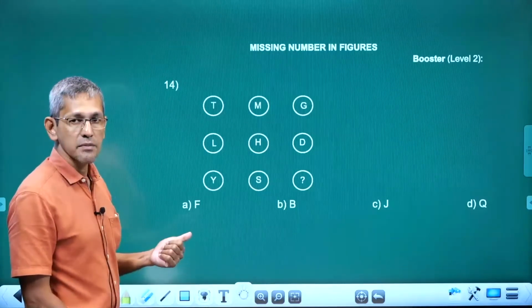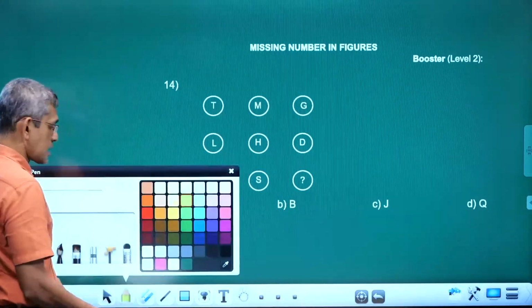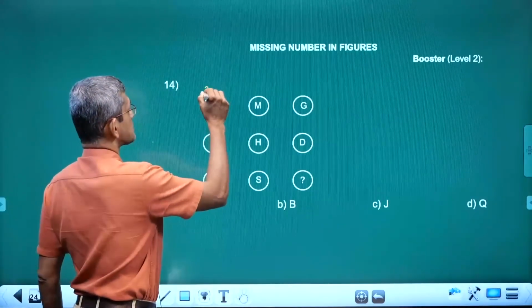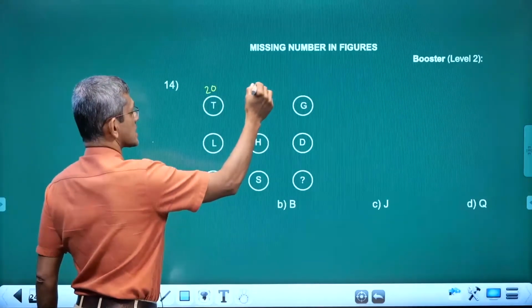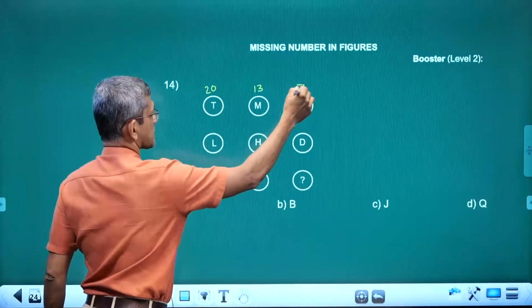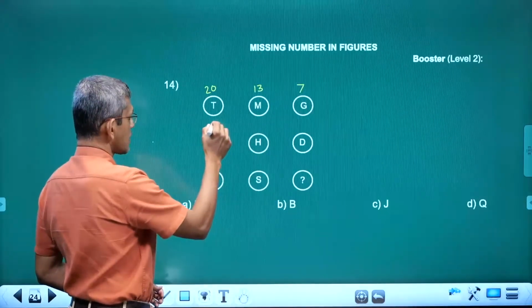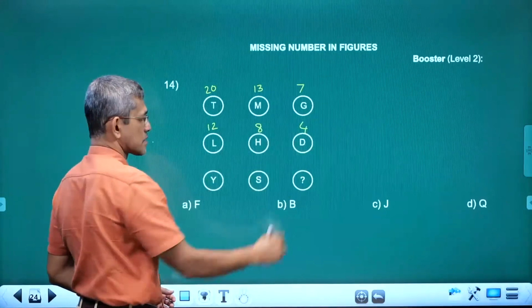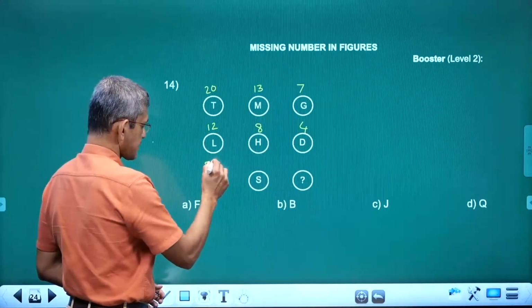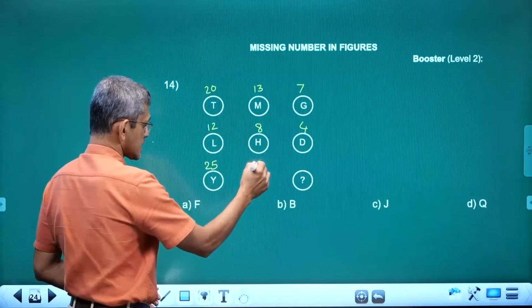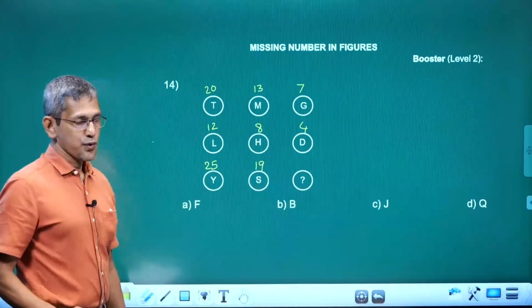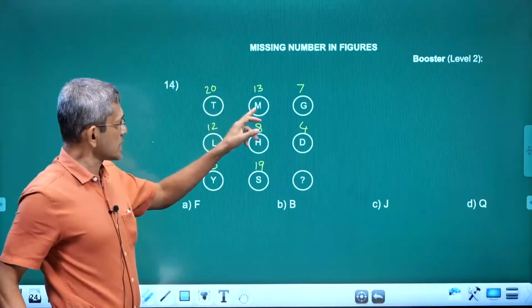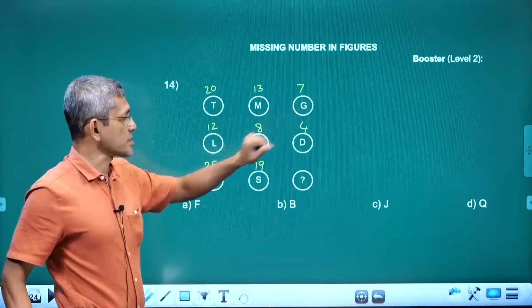Anything else, any other pattern possible? Look at it. Next thing, what are the position values? This is 20 and this is 13. And what is this? 7. How about 12 here? This one is 8. This is 4. This is 25 and 19. And what is here? So what kind of pattern is here? 20 and 13, the difference is 7. So that 7 is here.